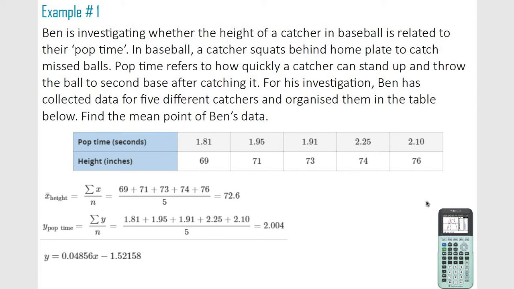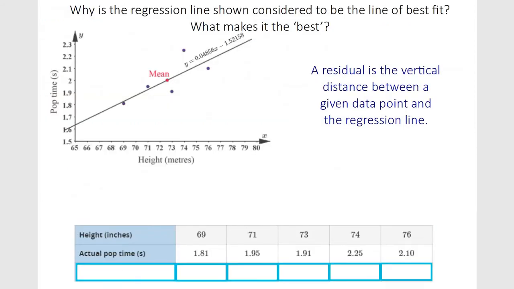We can also get the linear regression line with our calculator. We've done that before, hopefully you remember. All right, so why is the regression line shown considered to be the line of best fit? What makes it the best? Notice that our mean point, our average pop time and average height, are on our regression line, and we can estimate whether or not it's best based on the residuals, the distance from the observed points and the expected, which would be the line.